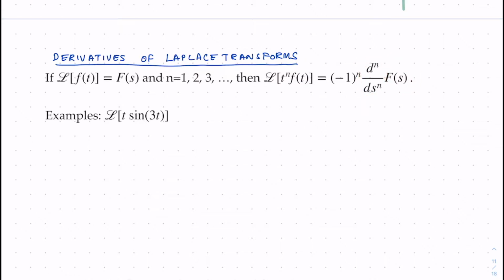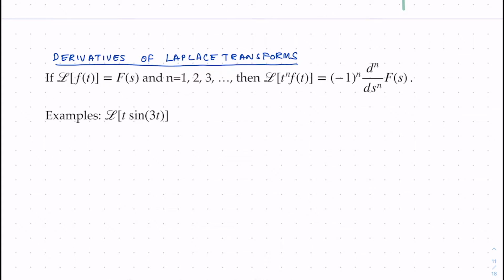So here's the formula. The Laplace of f of t is equal to capital F of s, then the Laplace of t to the n f of t. Every t that you multiply with the f of t before taking the Laplace will be the same as finding that many derivatives of the Laplace transform, and you multiply that by -1 to the power of that many t's that you multiplied with the f of t. Let me give you one simple example and then we will move on.